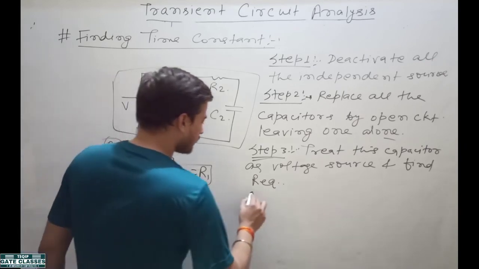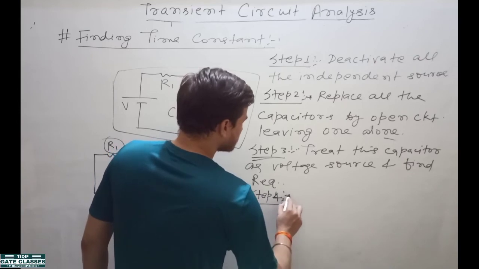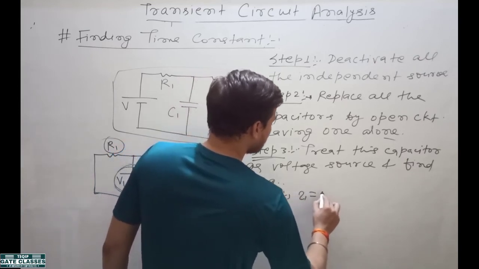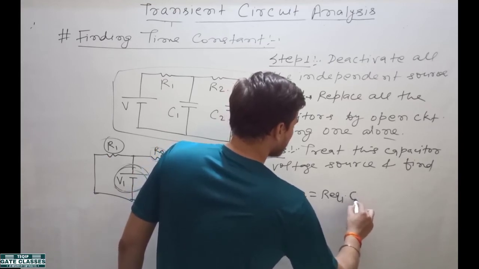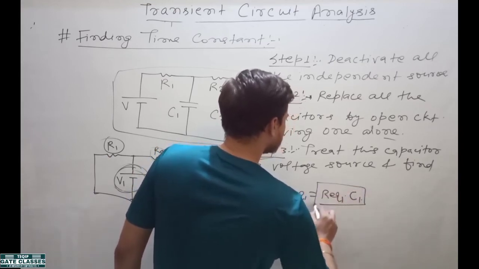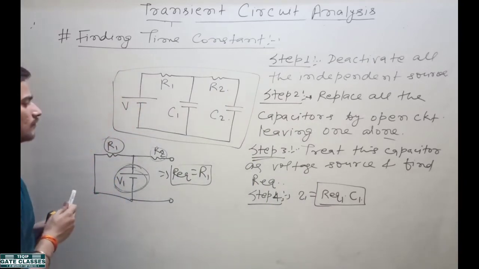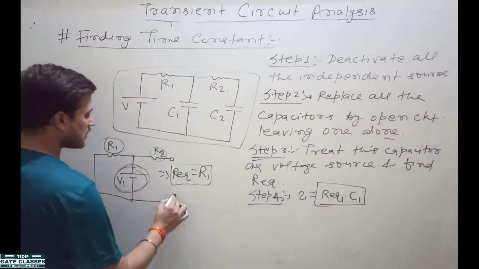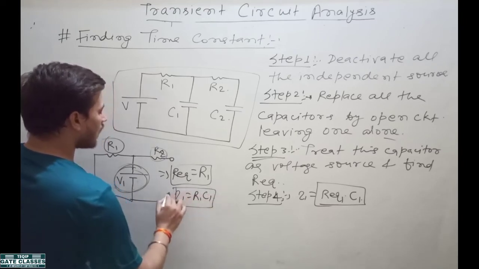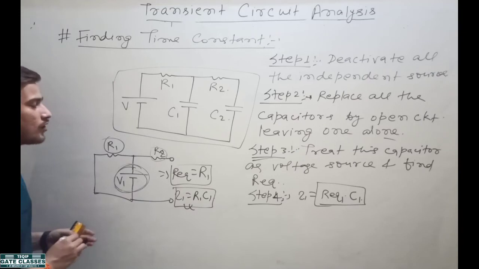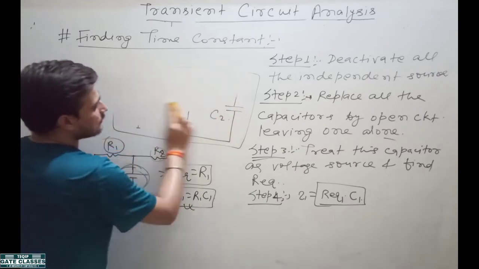Step 4: Tau 1 will be equal to R equivalent 1 into C1. That means here tau 1 is equal to R1 C1. Clear? Tau 1 is equal to R1 C1. Next, step 5.